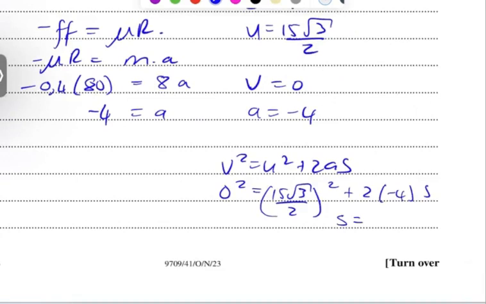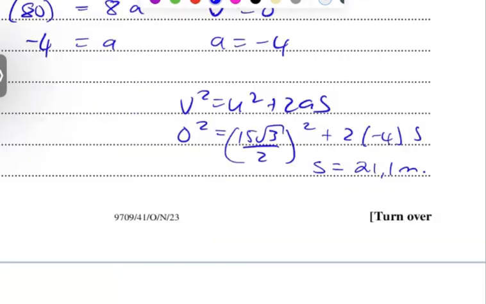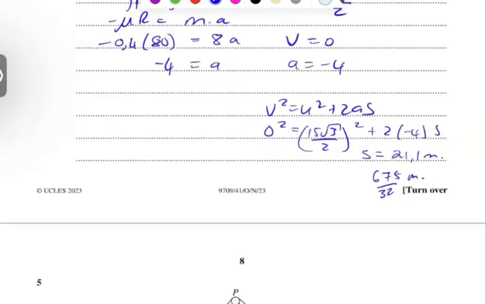take it to the other side. So I've got 15 root 3, my distance is going to be 21.1 meters. That's to three significant figures. You probably could also leave it as a fraction, 675 over 32.